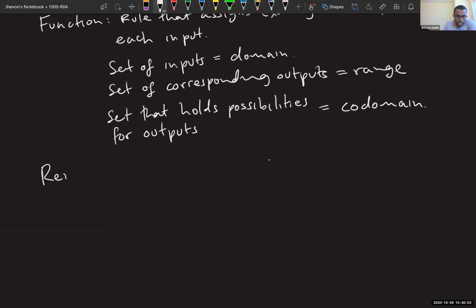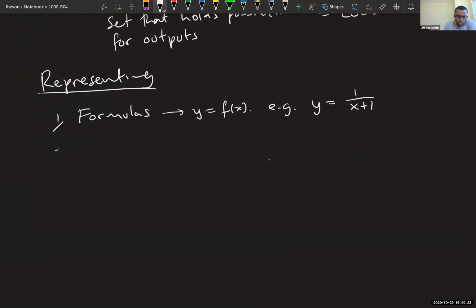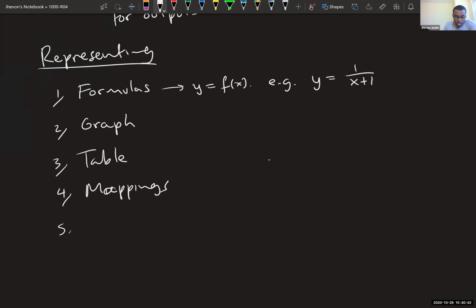We also spoke about representing functions, and we spoke about several different ways. So one was with formulas, like y equals f of x. For example, y equals 1 over x plus 1 is a function. We also spoke about functions passing the vertical line test and things of that sort. Another representation is we can draw a graph. We can do a table of values. We can do mapping diagrams. We can describe things in words.